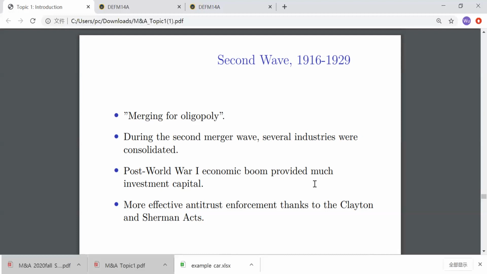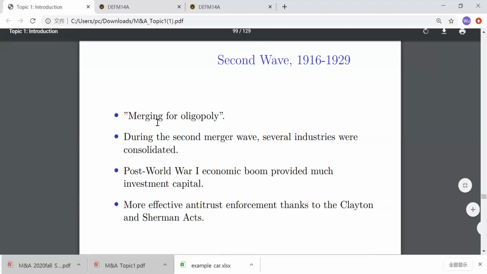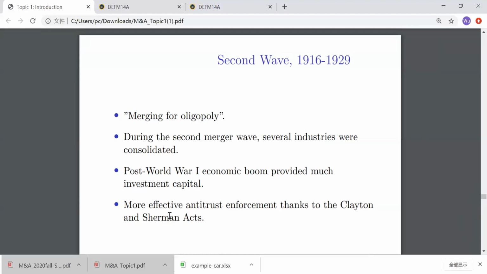And at the same time, the post-World War I economic boom provided much investment capital, right? And the reason why the theme of the merger wave is merging for oligopoly is that there was more effective antitrust enforcement, right? The Clayton and Sherman Acts were passed during this merger wave, right? To prevent what happened in the first merger wave, that is, industry becoming highly concentrated.